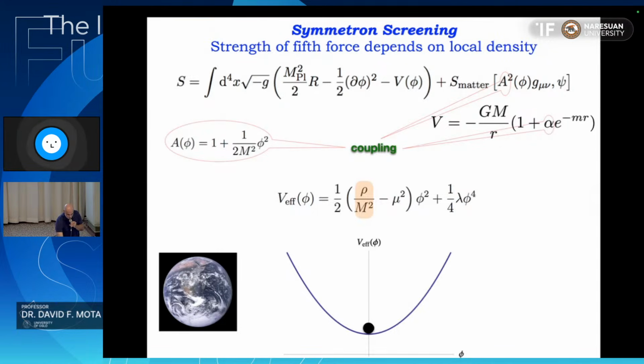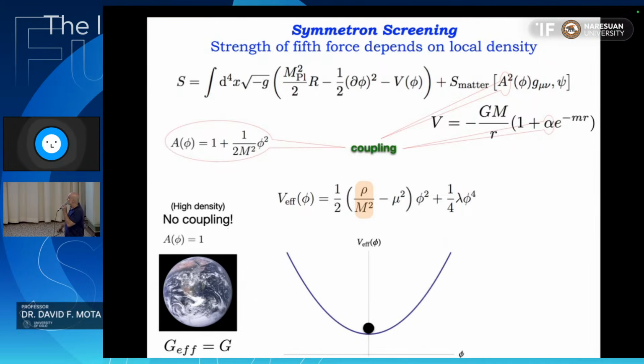And when phi is equal to 0, then A, the conformal coupling, is equal to 1. If it is equal to 1, then there is no coupling. So the matter fields just feel the usual geometry of the universe. Okay? So if you have an effective force, a fifth force, basically the fifth force disappears because the scalar field decouples completely from the matter fields.